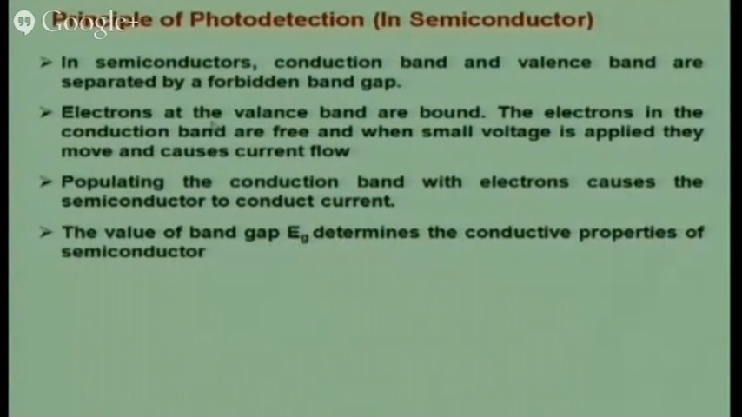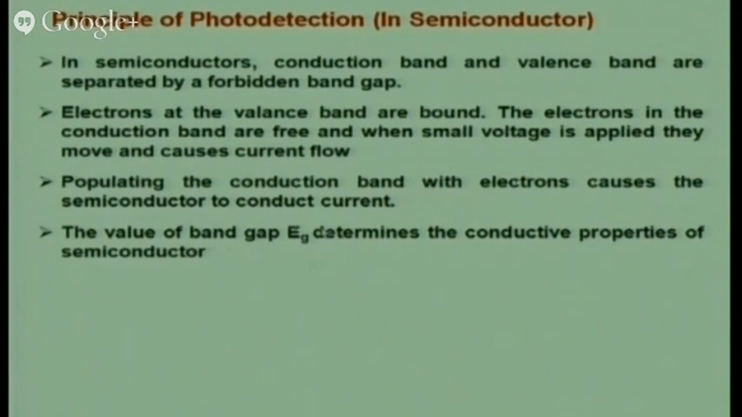So, for the principle of photo detection, we have the conduction band and the valence band, both separated by the forbidden band gap energy, and electrons in the valence band are bound. The electrons in the conduction band are conductive, that gives the electric current to the output circuit. Populating the conduction band with electrons causes the semiconductor to conduct electrons. The value of the band gap energy, Eg, determines the conductive properties of the material.